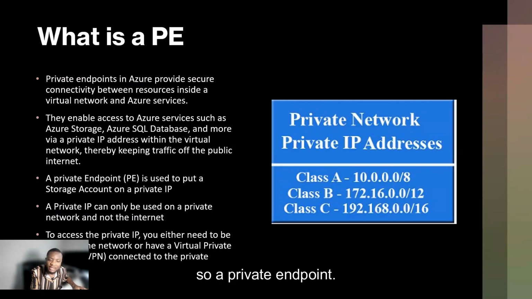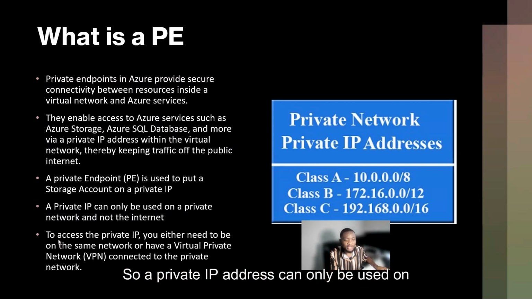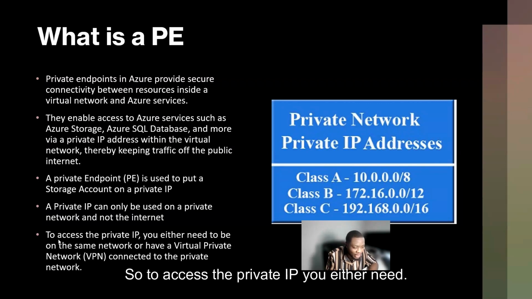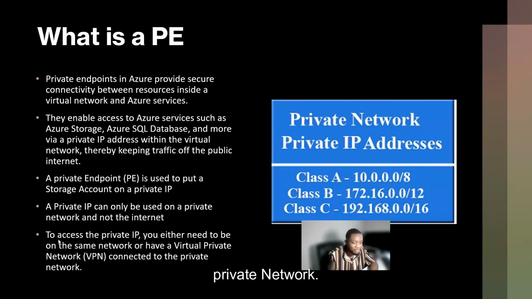So a private endpoint is used to put a storage account on a private IP address. A private IP address can only be used on a private network and not the internet. So to access the private IP, you either need to be on the same network or have a virtual private network, that's a VPN, connected to the private network.